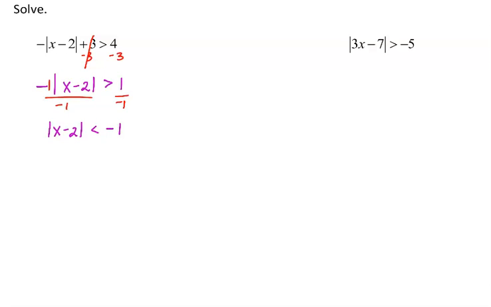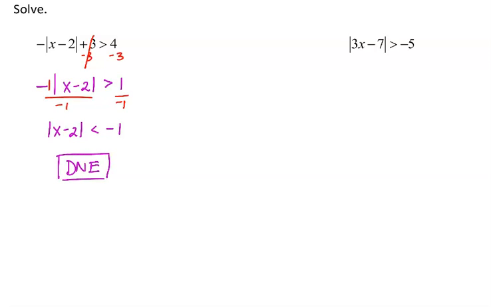So think carefully about this statement. This is saying that the absolute value of some quantity is less than -1. But we know that absolute value represents a distance, and distance cannot be negative. So whatever the absolute value of x minus 2 is, it's something positive. So when is something positive less than -1? It's never going to be less than -1. So because of this, this is impossible, and there is no solution.